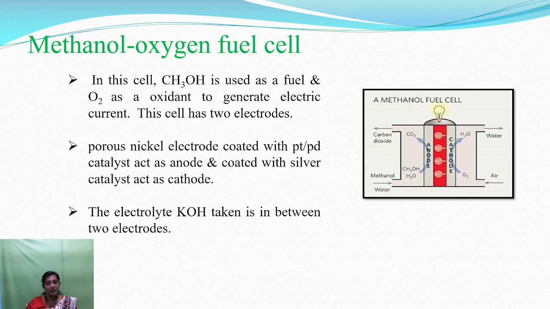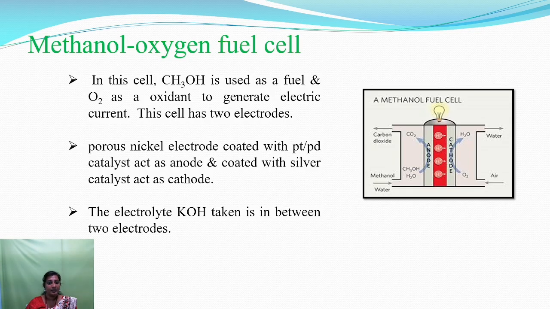Then the methanol oxygen fuel cell. This is another example of a fuel cell. The fuel cell examples are the hydrogen oxygen fuel cell and the methanol oxygen fuel cell. Here methanol is passed through the anode, and at the cathode air oxygen is passed, with liberation of water. Methanol passed at the anode gives liberation of carbon dioxide. Oxygen is passed through the cathode, and the water molecule is liberated.